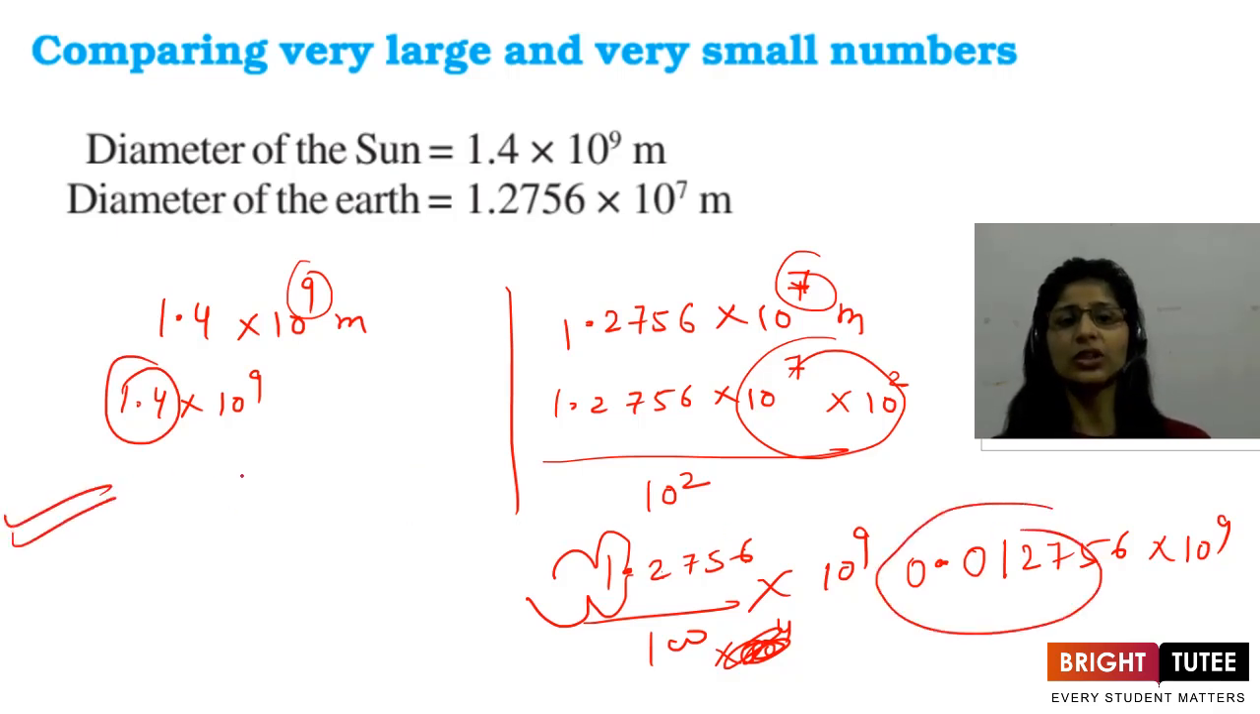This one, so this is greater. Which is greater? The diameter of the sun is greater. Is that clear what we have done? I had this. To make 10 to the power 9, I have to multiply and divide with 10 to the power 2. So this formed 10 to the power 9. 100 is there, I have to shift the decimal 2 more places towards left, right? So that I have done.